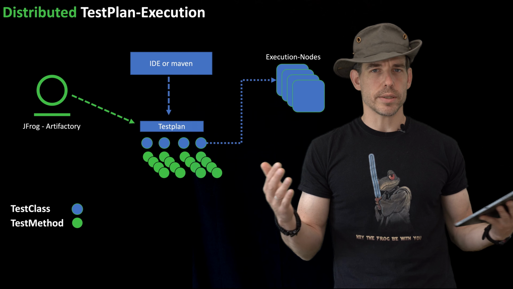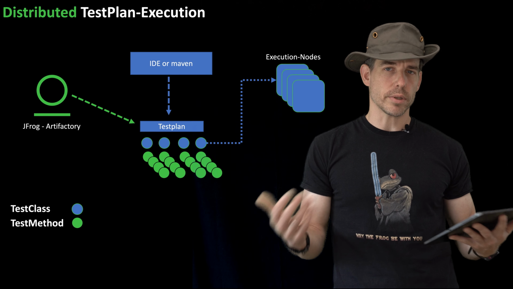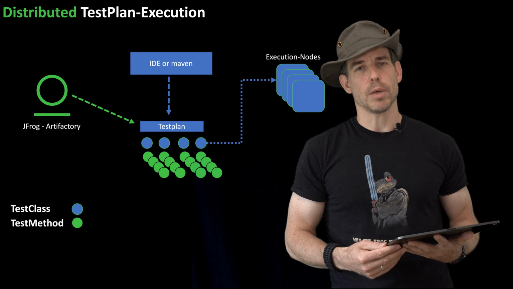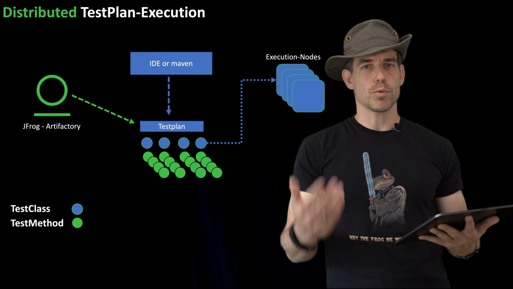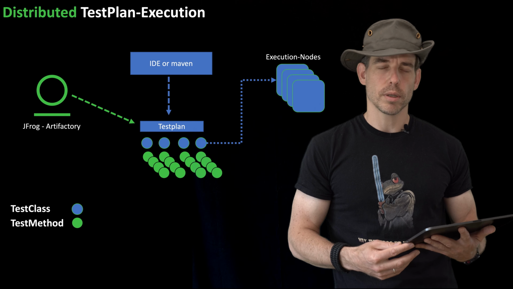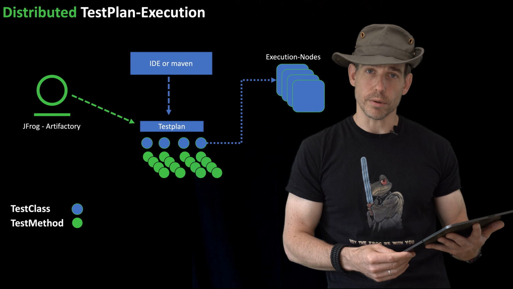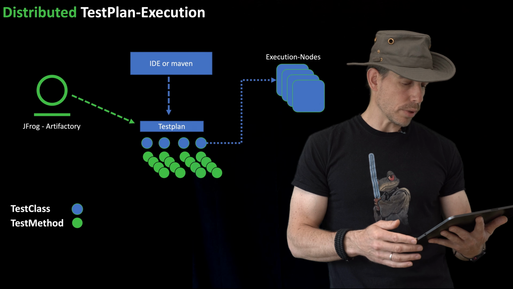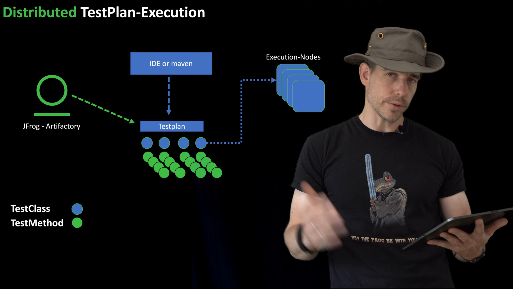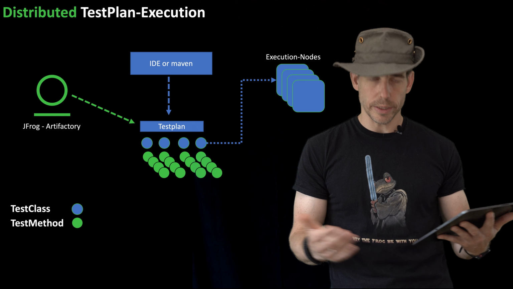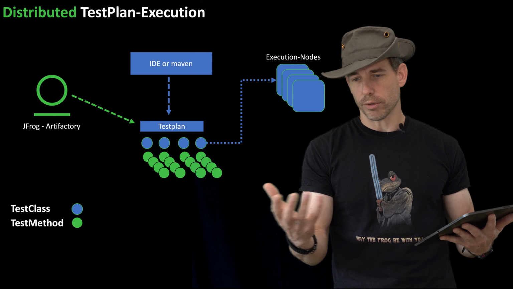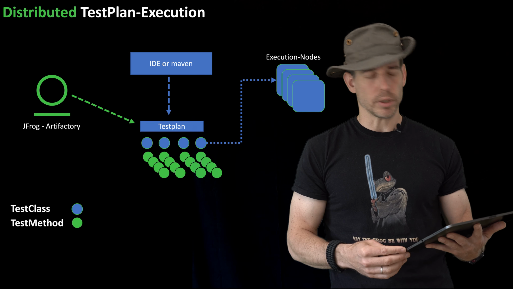So if the test itself is running 5 seconds or 10 seconds, it's maybe a good idea to just invest this 100 milliseconds in the beginning, and then execute the tests on different machines. So this is quite an interesting thing for scaling horizontally if you have huge test plans, or if you have infrastructure you want to share between different developers.